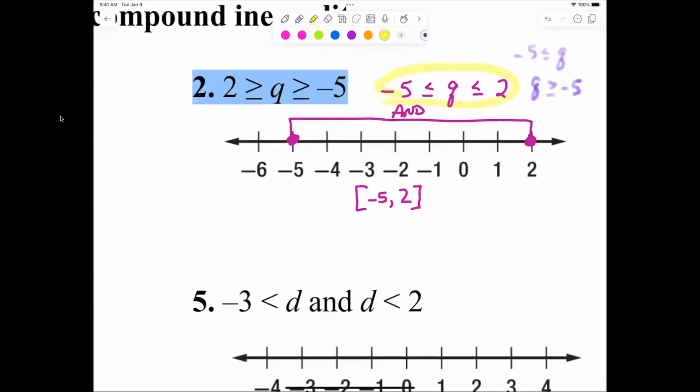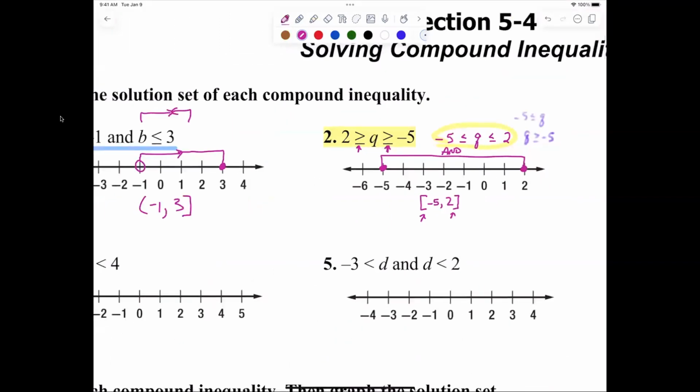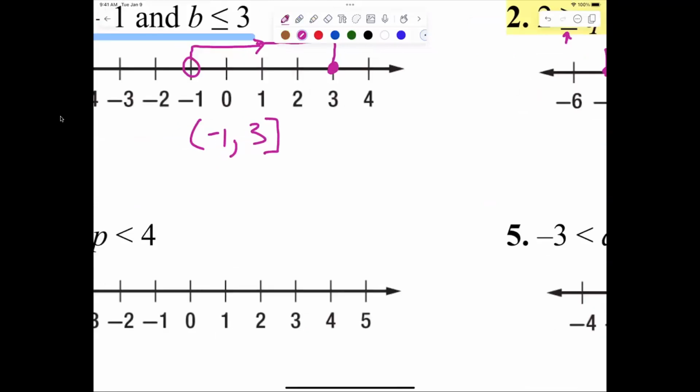Bracket is if there's an equal to. Here, there's an equal to right there. Here, there's an equal to. Therefore, there's a bracket. It's a parentheses. You hear me?